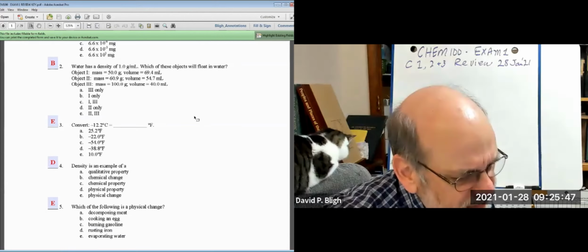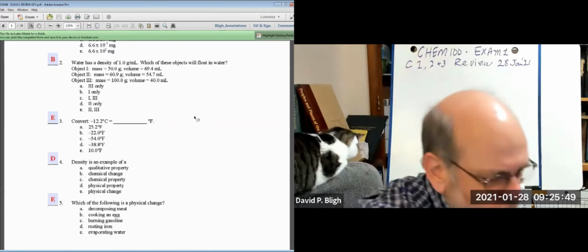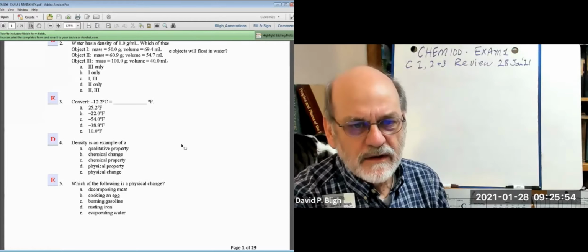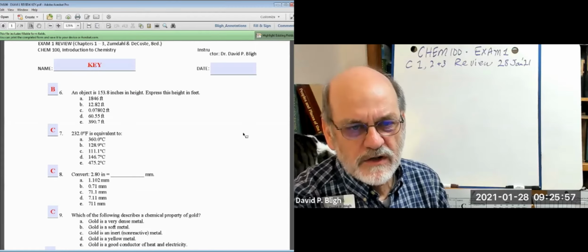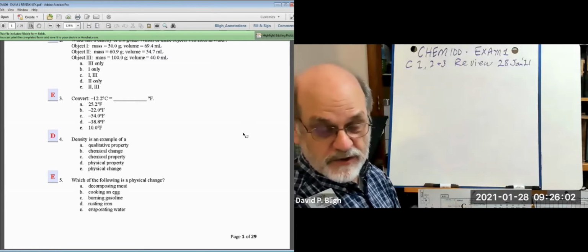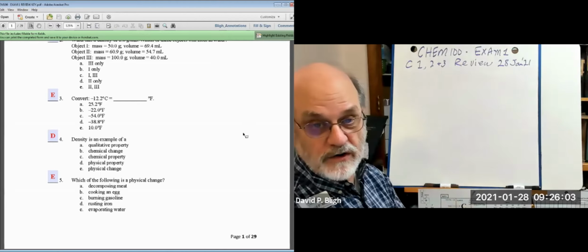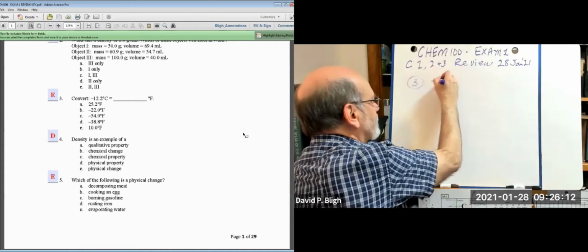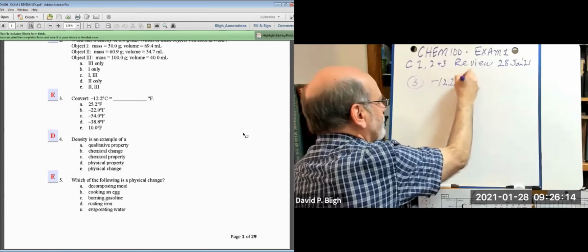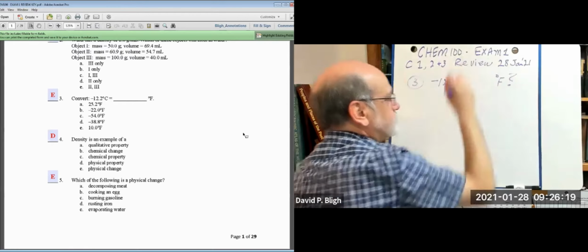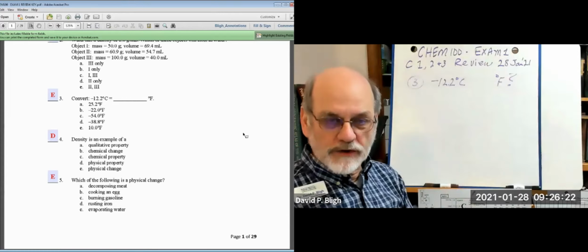Okay, let's do number 3 as well, and then we'll go further down the line. This is a simple conversion. Actually, it's not so simple because you have a negative temperature that you're trying to convert from Celsius to Fahrenheit, minus 12.2. We want to know Fahrenheit. So what's the formula?